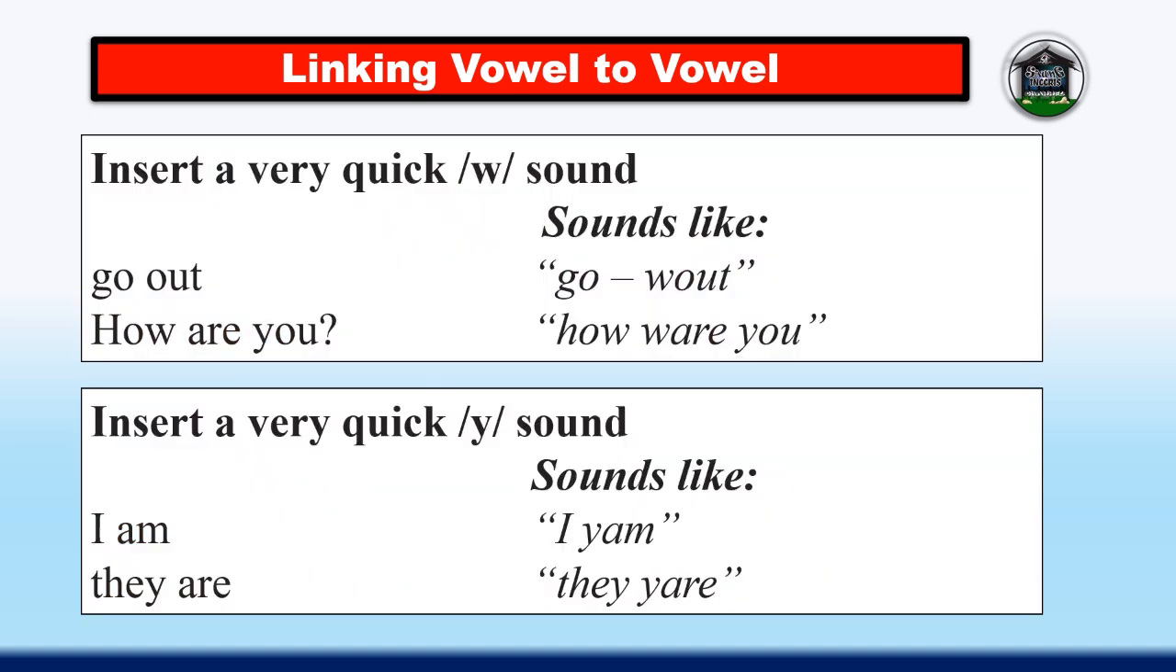For example, when we say go out, we insert a little W sound, and it sounds like go-w-out. Make sure that you don't fully pronounce or overpronounce the W sound. Don't say go out. Also, don't say how are you. Insert a short W sound after the word how and link the words together. Go out. How are you?